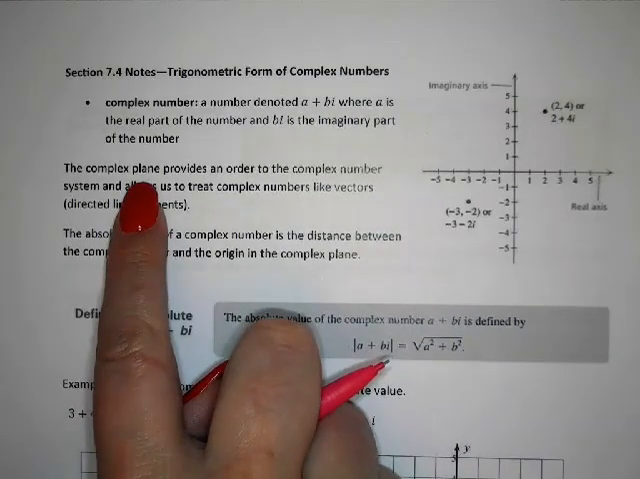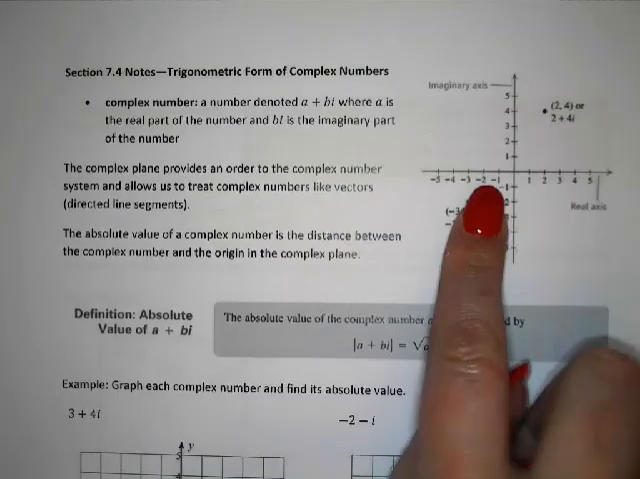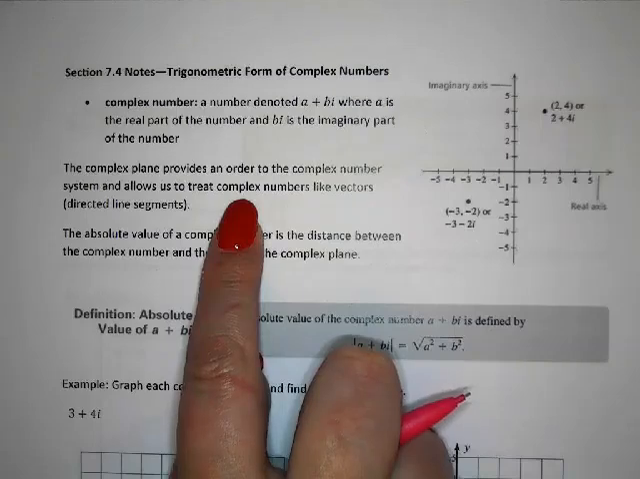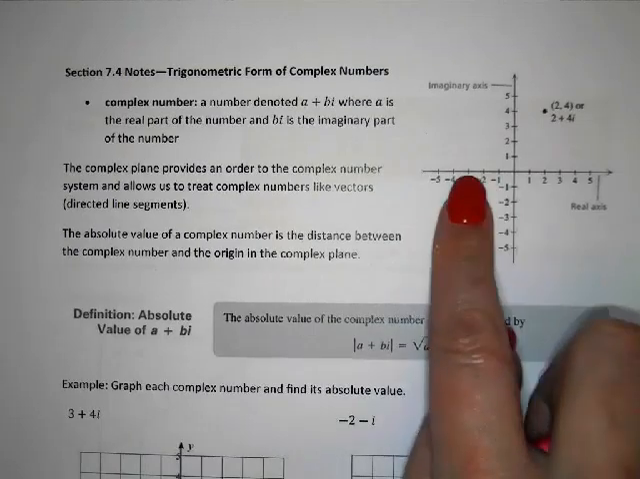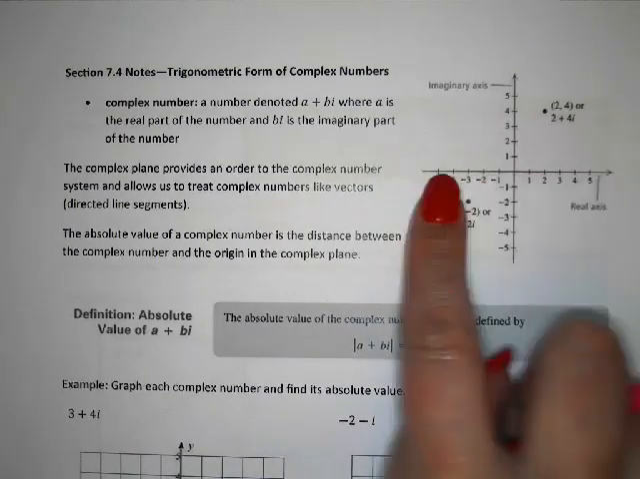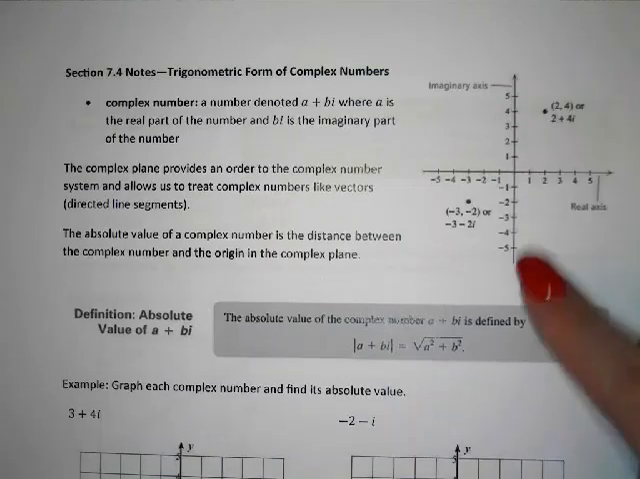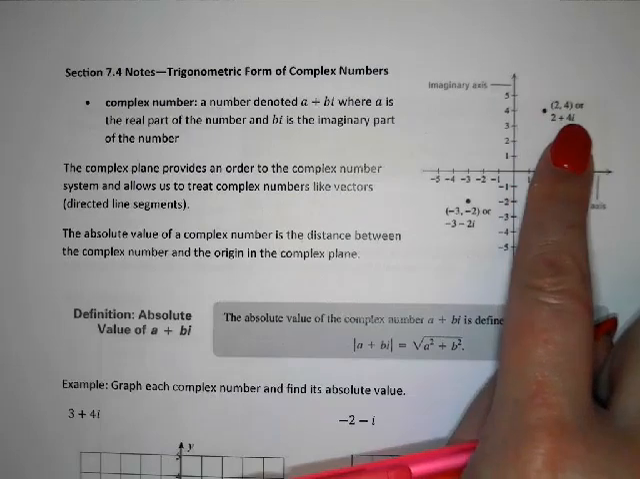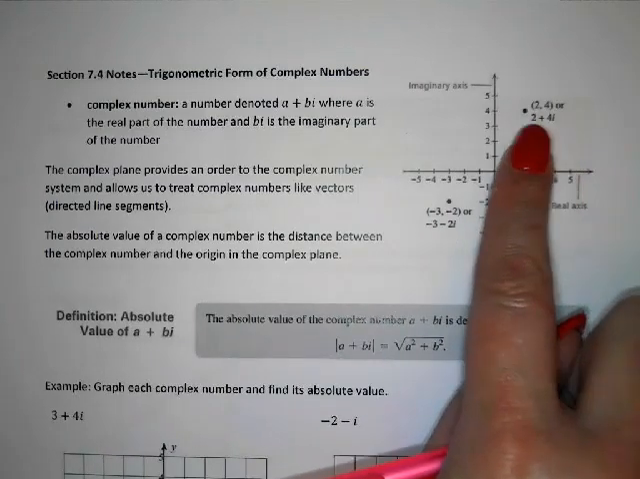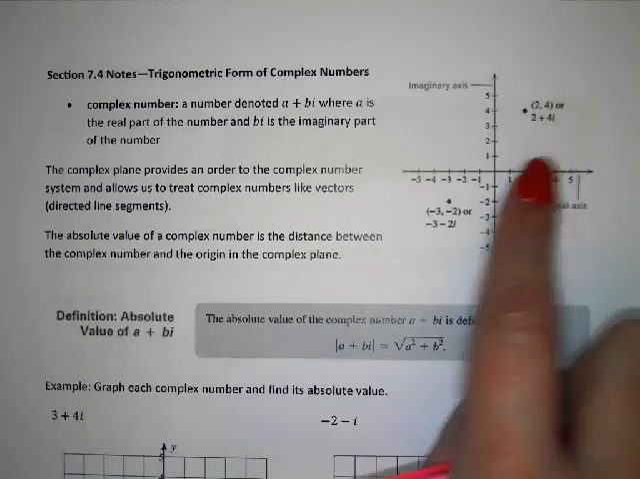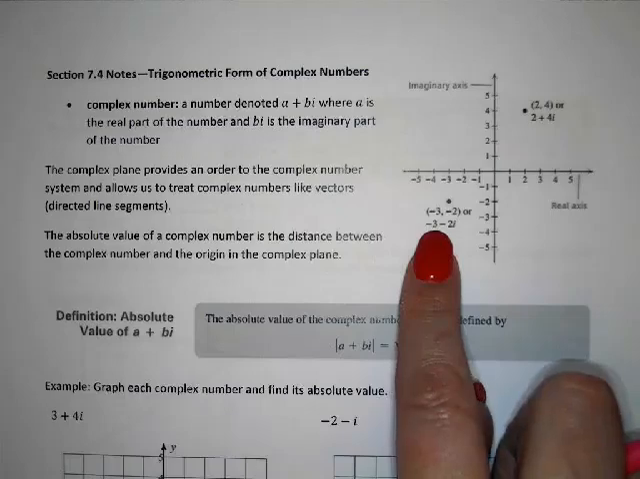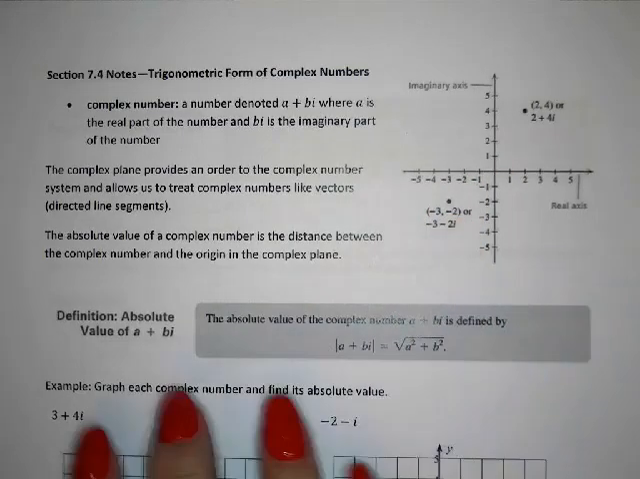It says the complex plane, so we're going to be graphing complex numbers first. The complex plane provides an order to the complex number system and allows us to treat complex numbers like vectors, like directed line segments. The real axis is the x-axis and the imaginary axis is the y-axis, and when we graph them, we graph the real number first and the imaginary number second. So the complex number 2 plus 4i would be right 2, up 4. The complex number -3 minus 2i would be left 3, down 2.